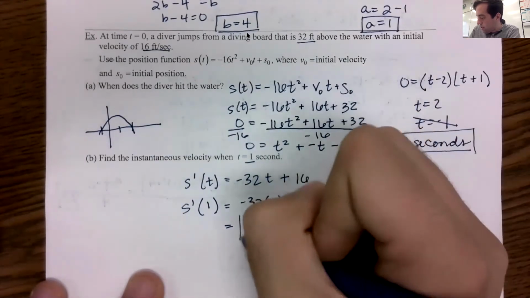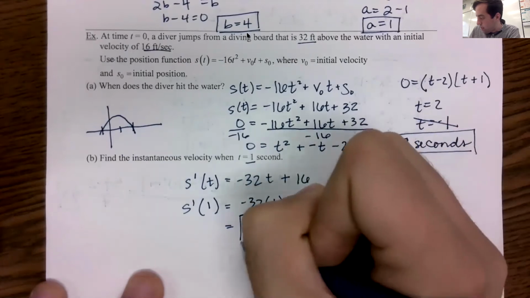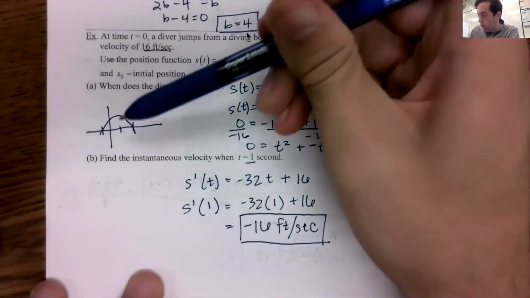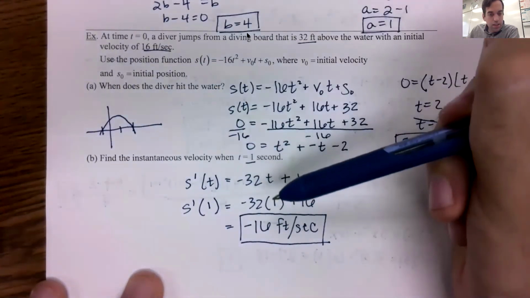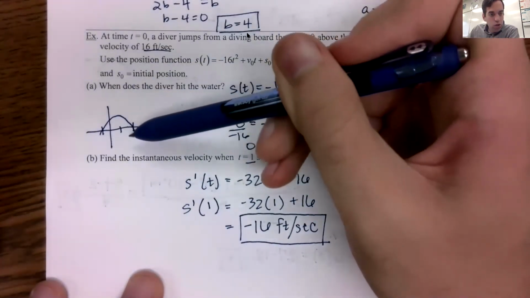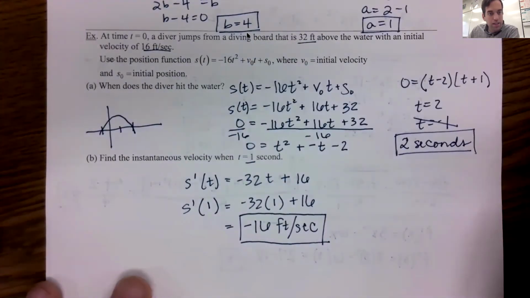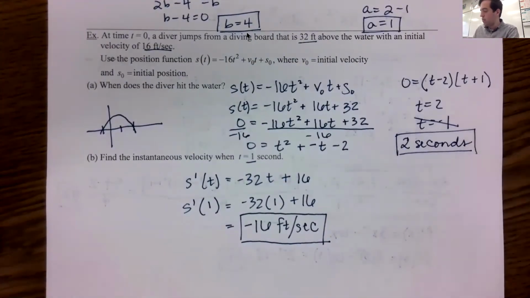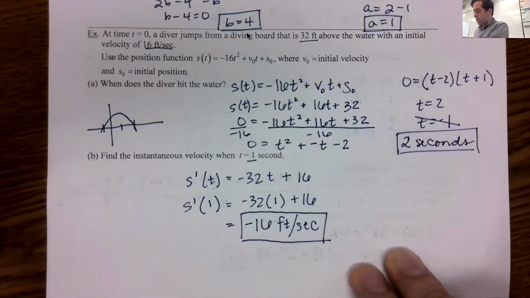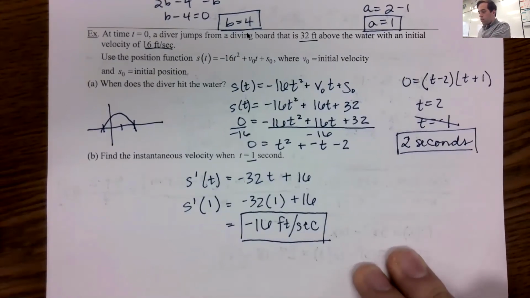So that's our instantaneous velocity at 1 second. Since it's negative, it's going back towards the water. It's not going up anymore, it's going down. But that makes sense to us. Okay, so that's our instantaneous velocity. And we're going to move on.